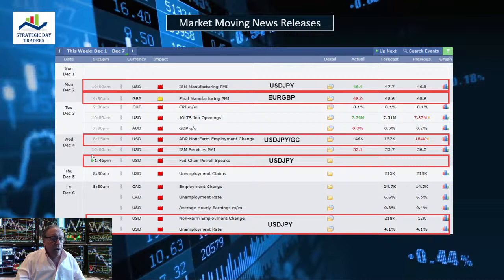And then moving ahead to Wednesday, our non-farm payrolls in the morning, and I'm going to show you the dollar yen trade for that and the gold trade for that, both of them on this same news report. Then later in the day, the dollar yen, and then this is what's on tap for tomorrow that I will show you guys next week.